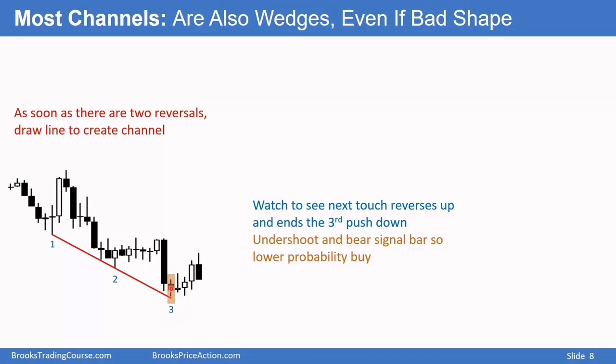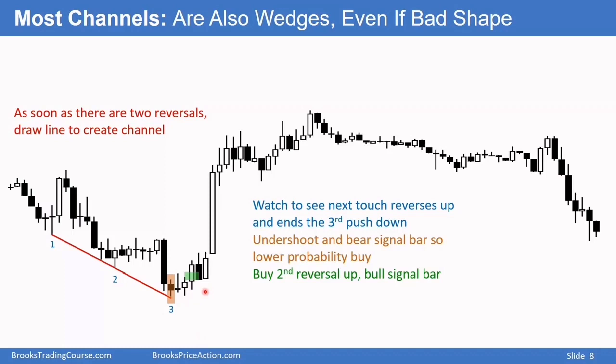This is an undershoot. Undershoot means the push did not quite reach the line. Because traders are wondering if it's going to continue down a little bit further, buying above this bar, low probability. Higher probability to take a second entry buy. Here we have a micro double bottom and a second entry buy with a decent buy signal bar. And the result, we got a very strong bull breakout and at least a small second leg up.